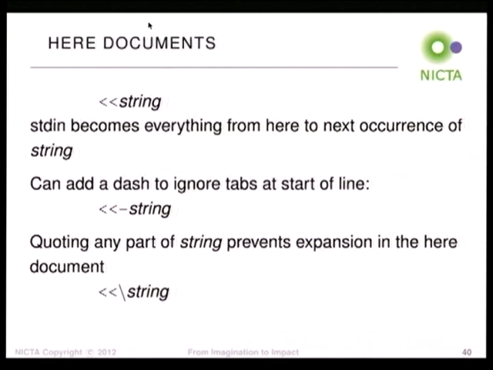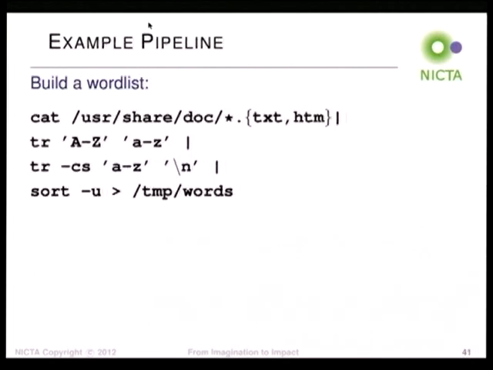Okay, so here's an example that I would like of a pipeline. The idea of a pipeline is you take the standard output of one command and pipe it into the standard input of the next one along. Standard error still goes to wherever standard error went beforehand. I want you to try this.